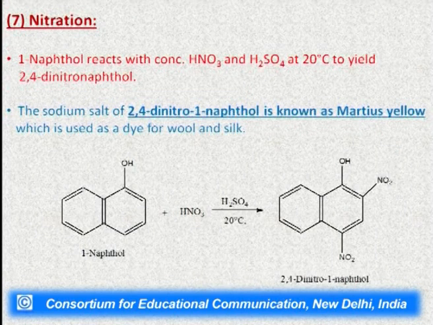Now comes the nitration of alpha naphthol. Alpha naphthol reacts with nitrating mixture, which is concentrated nitric acid and sulfuric acid, at 20 degrees centigrade to form 2,4-dinitro-naphthol. This is 2,4-dinitro-naphthol. Sodium salt of this 2,4-dinitro-1-naphthol is also called Martius yellow, which is used as a commercial dye for wool and silk. So this reaction is very important for industrial preparation of dyes.